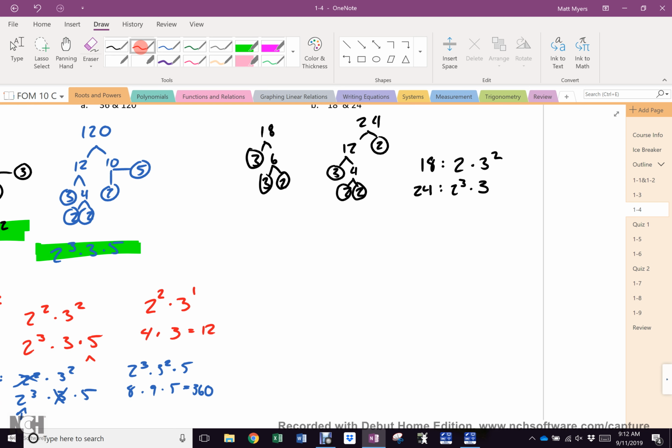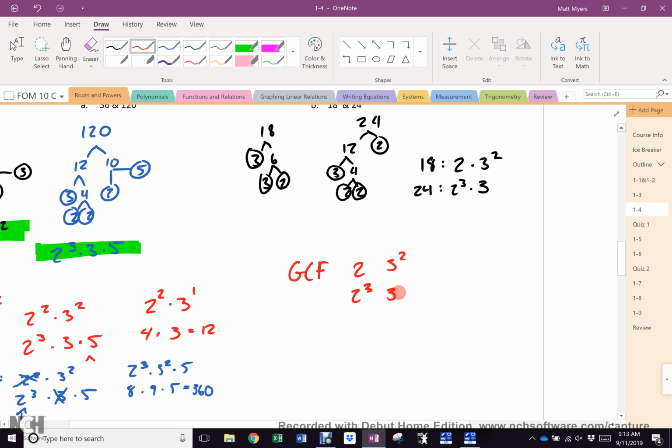What is 18? Braden. 3 squared times 2. Perfect. What is 24? Oh, Braden again. 2 cubed times 3. Everyone agree? He's absolutely correct. Now we'll work on the GCF and the LCM together. GCF. 2 cubed, 3 squared, 3.